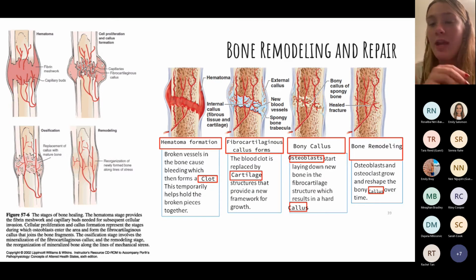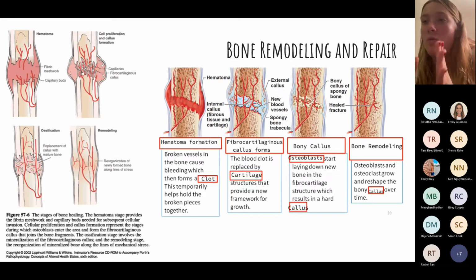Osteoblasts do their thing. They give us new bone cells, etc. Now we have a really, really hard callus, which is good. Our bones are supposed to be hard. And then at the end of all of this, we have bone remodeling. Osteoclasts end up coming in and breaking things down just to help shave it, remodel it, etc.